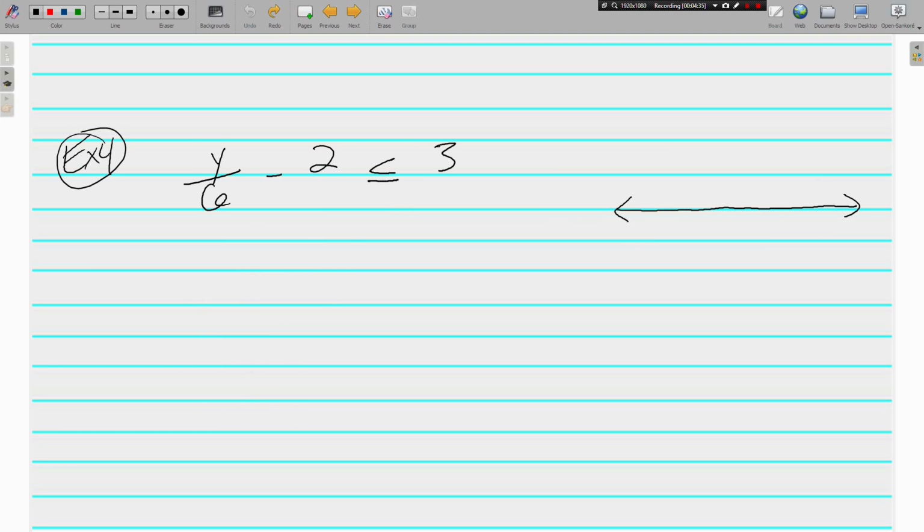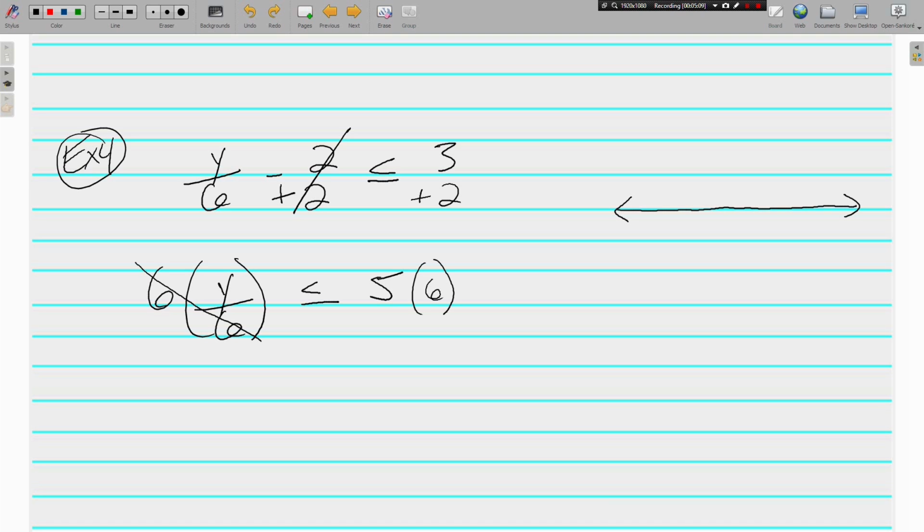Example 4. Y over 6 minus 2 is less than or equal to 3. Y over 6 is the term with the variable, so I'm going to start by undoing the negative 2 with a positive 2 to both sides, which means I now have y over 6 is less than or equal to 5. And I'm dividing by 6, so I need to multiply by 6 to both sides. And I end up with y is less than or equal to 30.